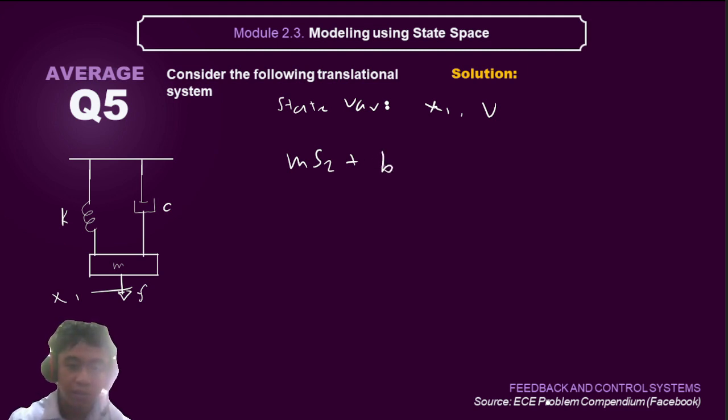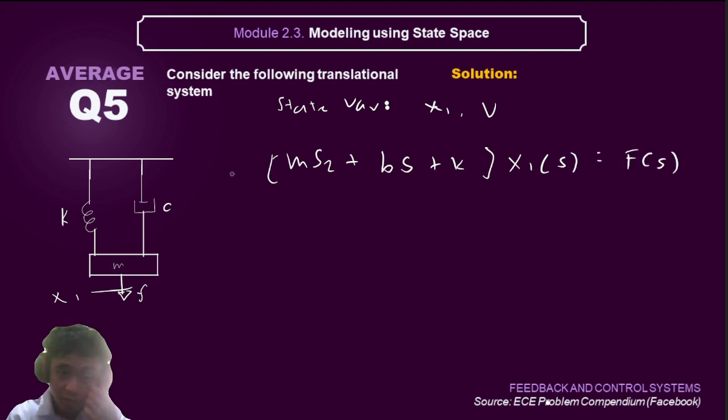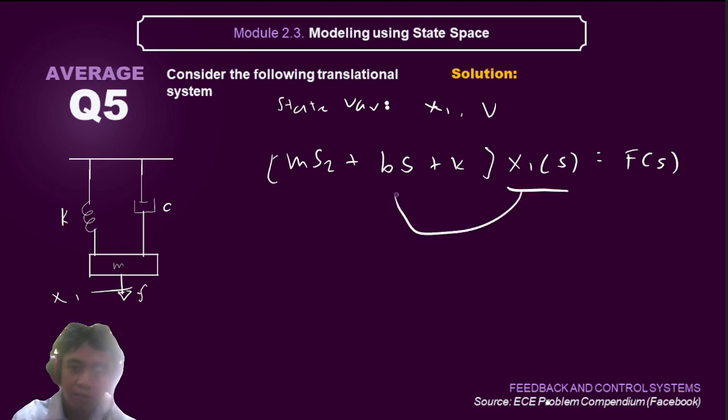So it's going to be b s plus k, all of which multiplied by x1 of s and with an output of f of s. Now we turn this into its differential equation form by distributing x1 to these values. So it'll become ms squared x1 of s and so on.